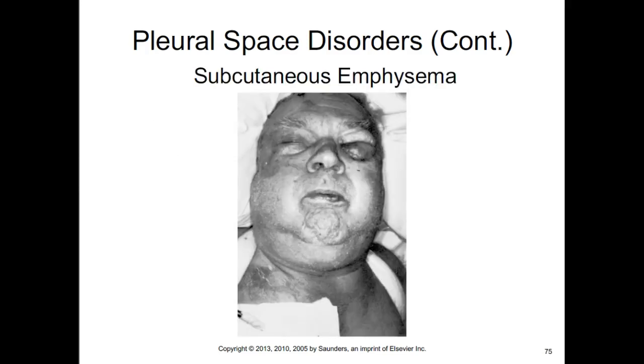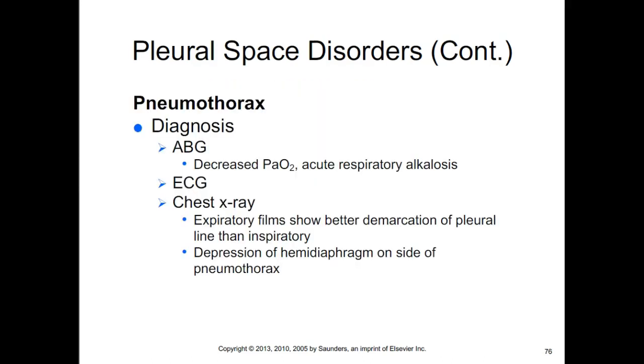So you could see a subcutaneous emphysema in this patient, right? Makes it very, very difficult to breathe. Right, the ABG shows decreased partial pressure of oxygen and acute respiratory alkalosis. And in the EKG, you might also see some changes with non-specific ST changes and axis deviations.